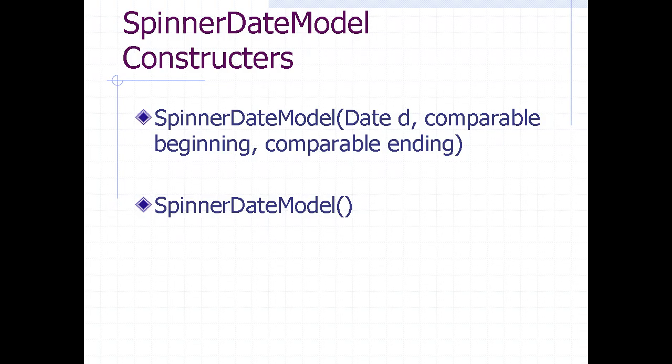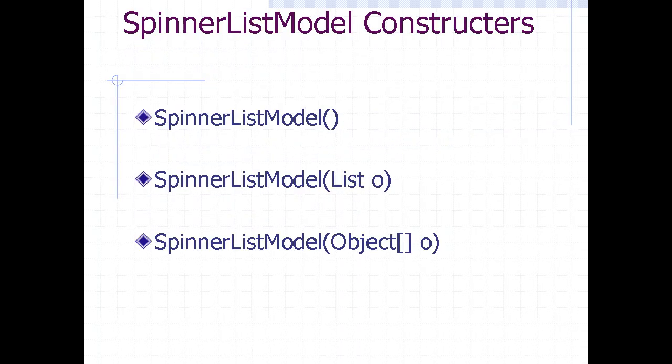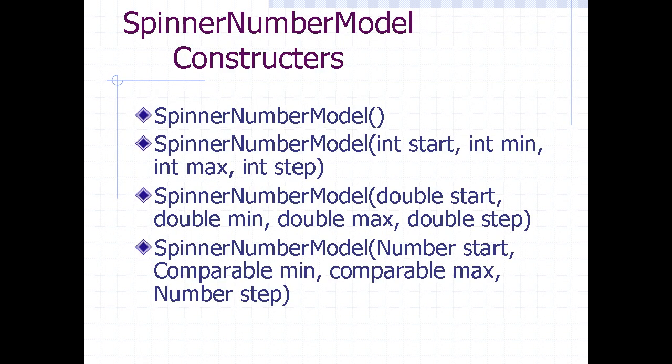So here we have a date coming in to a spinner date model, and it's being used to control and change the date in some sort of an object that is represented by a java.util.date. There's a list model available, which allows you to take a list of objects, and you can use those to select individual objects, and the objects can then be manipulated.